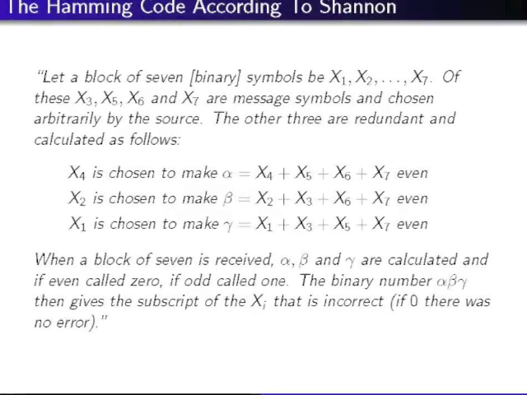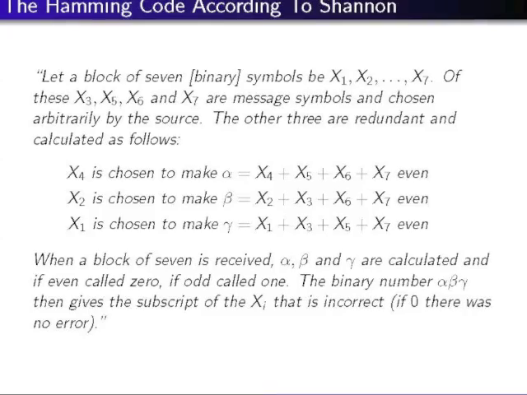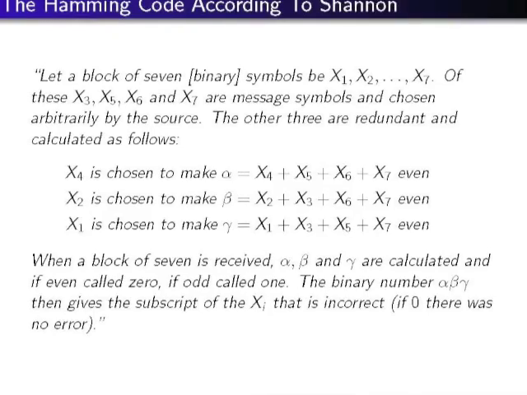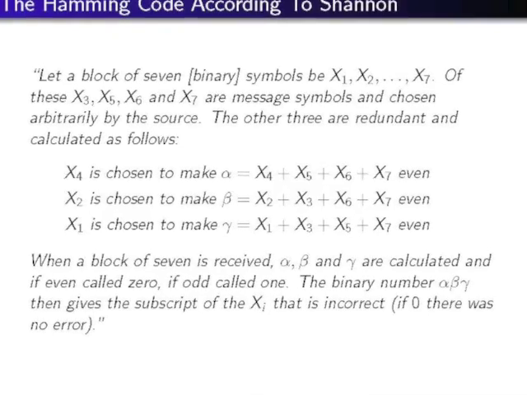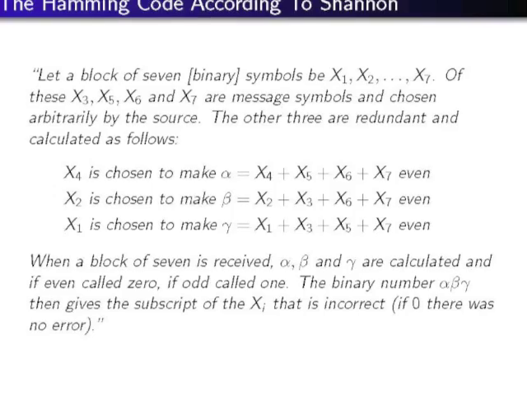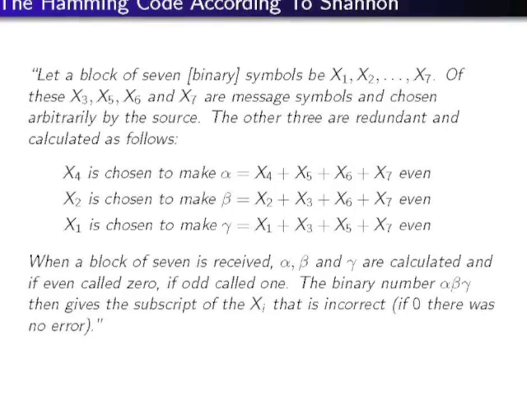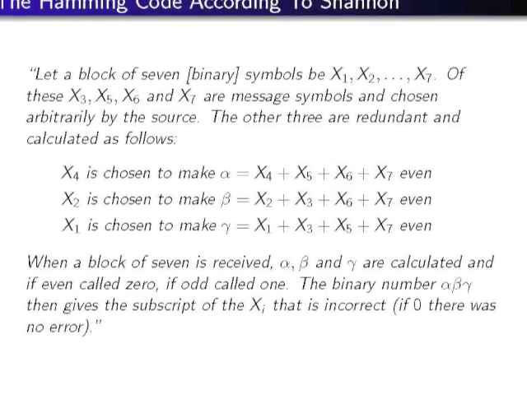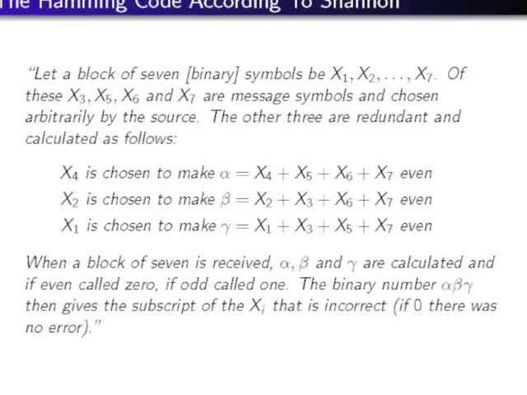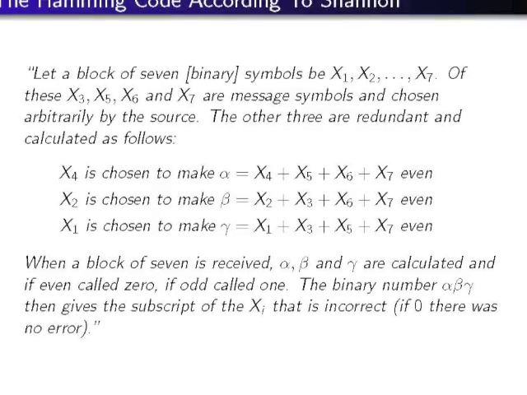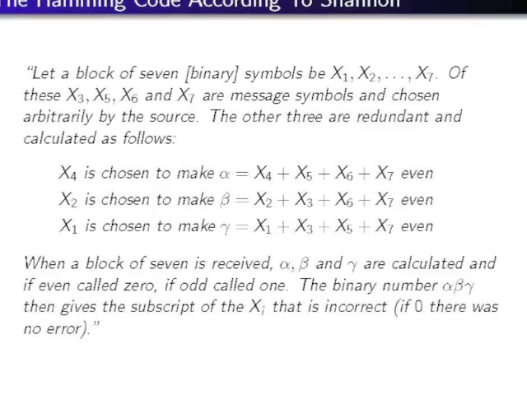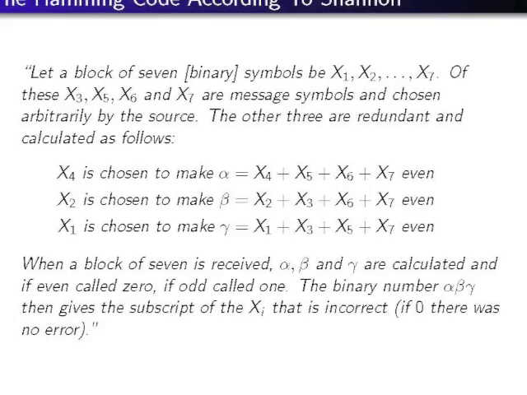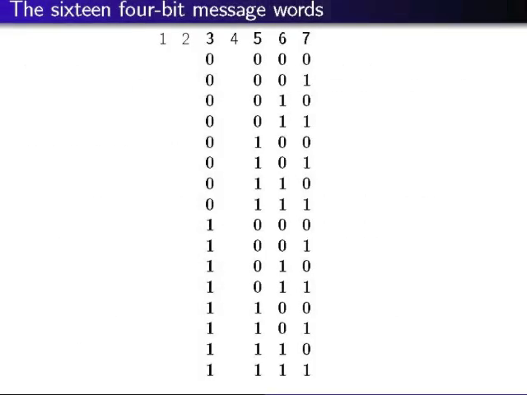And if the sum is even, you call it 0; you calculate it mod 2. The binary number alpha, beta, gamma, believe it or not, gives the subscript of the wrong bit. And if it's 0, there wasn't any error. This is under the assumption that at most one error was made. Isn't that fantastic? Could you have thought that up? No, I couldn't have either. Not on the best day of my life. Not even today, which is one of them. So let's see what he did.